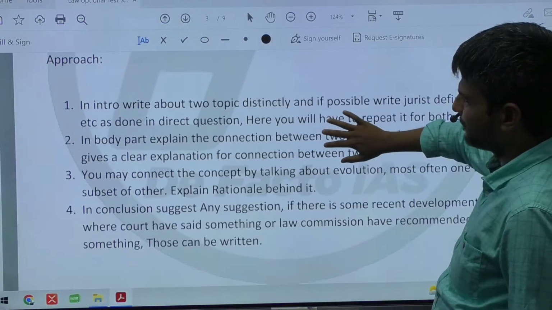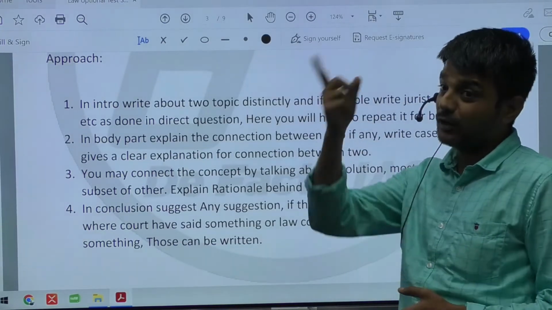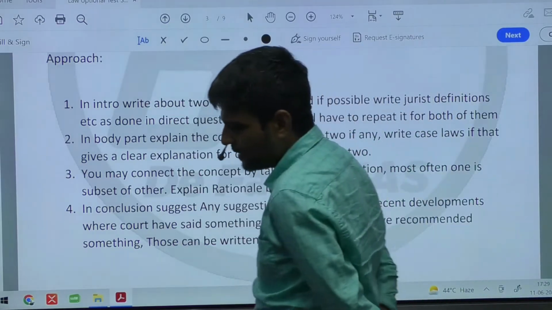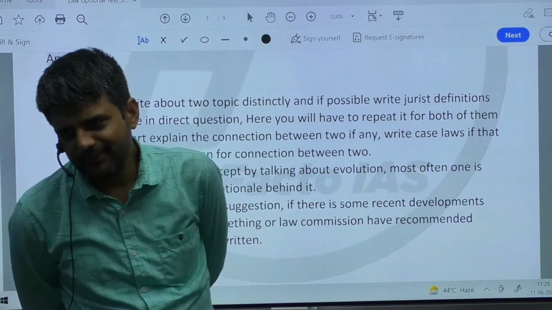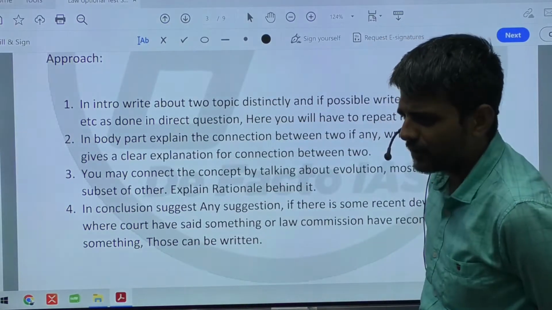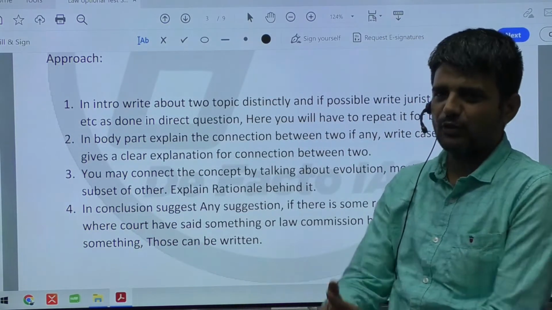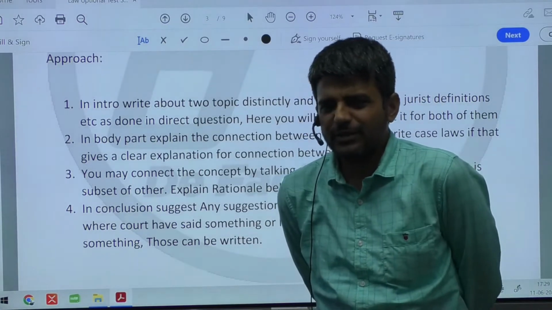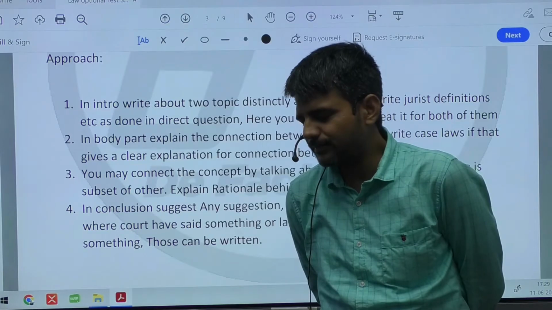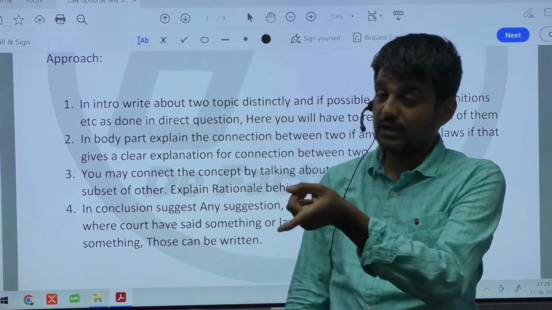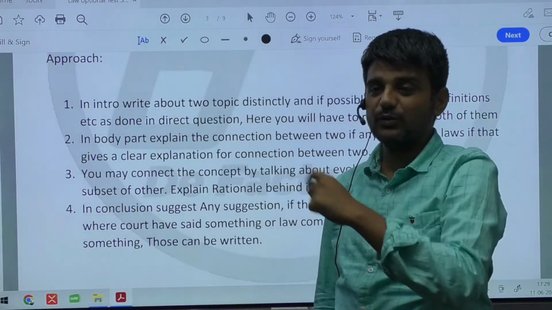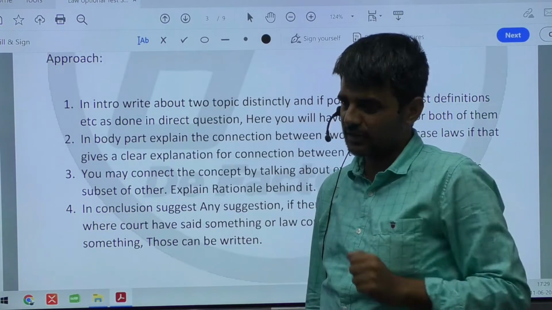Very simply, you will expand on the direct question. You will write the two topics distinctively and explain the relationship between them. Simply write the concept of the two topics distinctively. What is the meaning of discharge of contract? For example, in the first question you could have written that discharge of contract means so and so, and breach of contract means so and so. And then the statutory provision along with it.